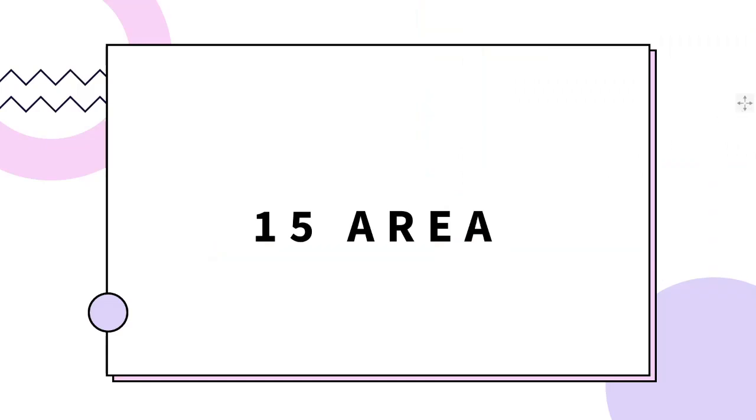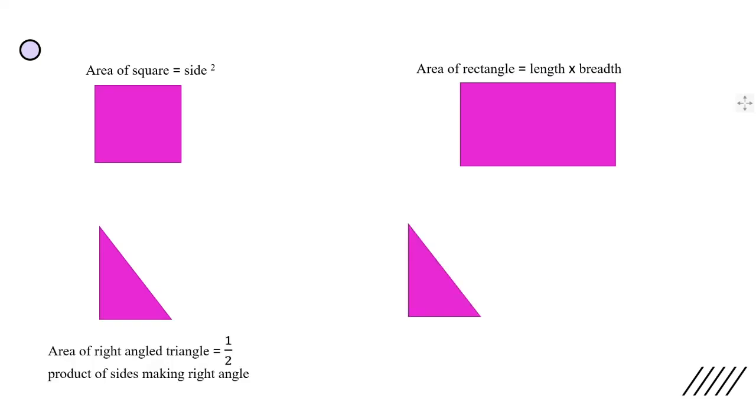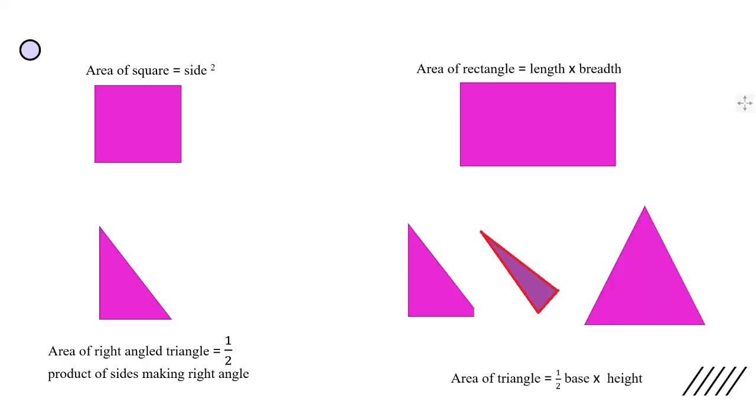Dear students, we are entering into a new chapter, number 15, area. The term area is not that new for you, I know it very well. You have studied the concept of area in 6th standard, where you studied the area of a square, which is side square, and that of a rectangle, which is length into breadth. When you reached 7th standard, you studied the area of a right angled triangle using Pythagoras theorem. You also studied the area of any triangle, which is half into base into height.